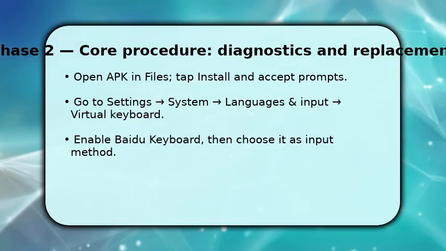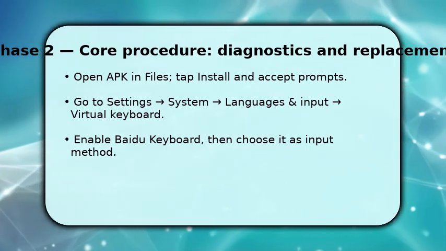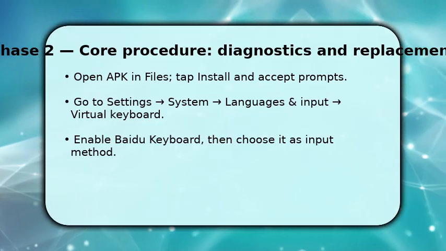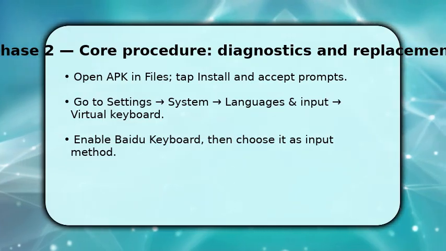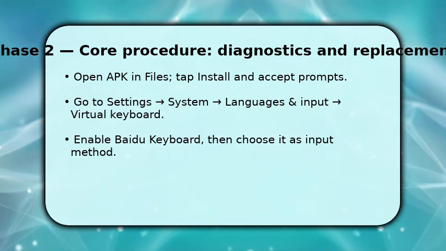Make sure to select it as your current input method so it receives keystrokes. I tell you why. Enabling through System Settings registers the IME, and choosing it makes it active for apps. If prompted, grant full access for cloud features to work.